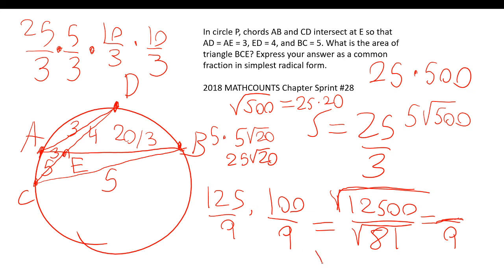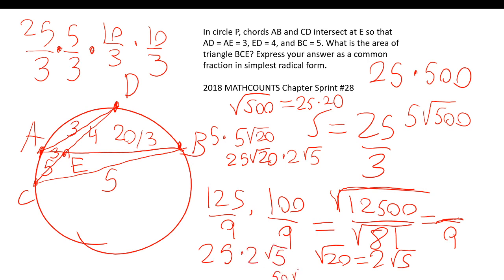And now the last step is to simplify root 20, which we hope might be the last one. 4 times 5 is 20, so that's 2 root 5. So if you have 25 times 2 root 5, we'll have 25 times 2 is 50. And root 5 can't be simplified any further, so we have 50 times the square root of 5. So our final answer is just 50 root 5 over 9, which should be the answer.